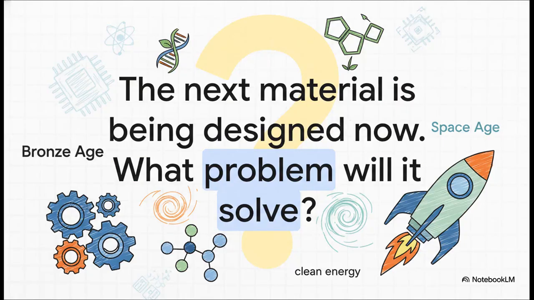Which brings us right back to where we started. The Stone Age, the Bronze Age, the Iron Age, each was defined by a material. The Space Age was made possible by advanced ceramics and composites. So as we learn to design matter itself, atom by atom, the real question is, what's next? What great challenge? Is it clean energy, better medicine, sustainable living? What problem is going to be solved by a material that, right this second, only exists as code inside a computer?